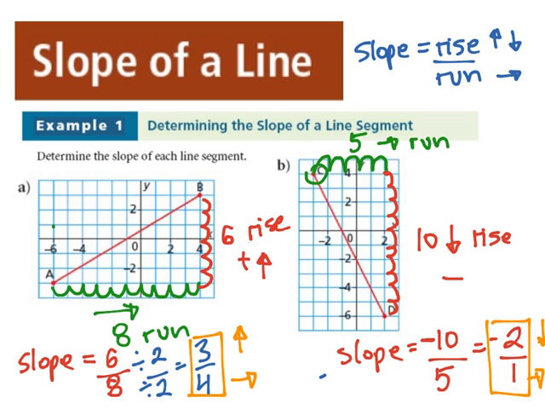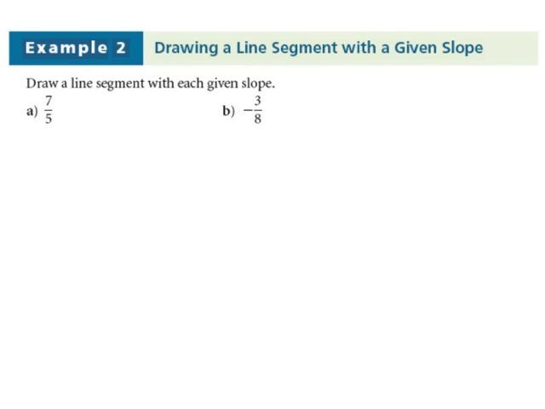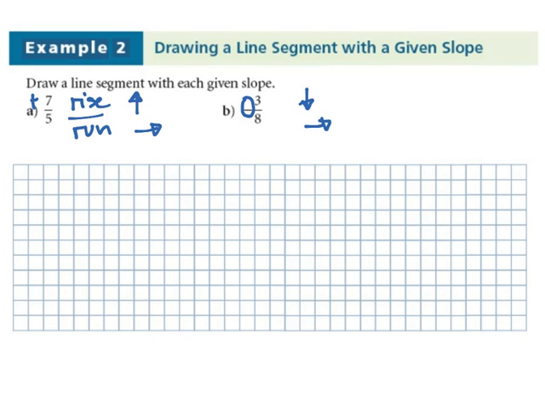Let's take a look at a different example. Draw a line segment with each given slope, 7/5 and -3/8. Again, this is a ratio of rise over run. And since the slope is positive, we know that the slope will go up and to the right. And for part B, since the slope is negative, we know the slope will go down and to the right. So let's draw these line segments. For this question, we don't need x and y axes because the graph can start anywhere on the grid.